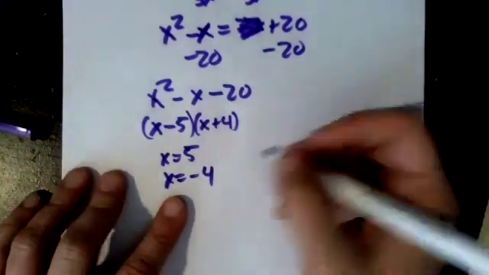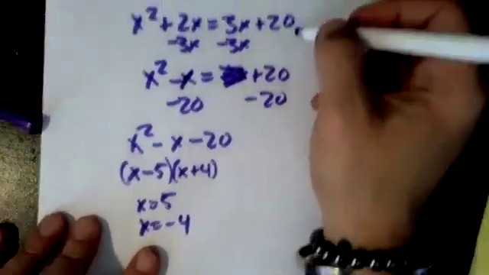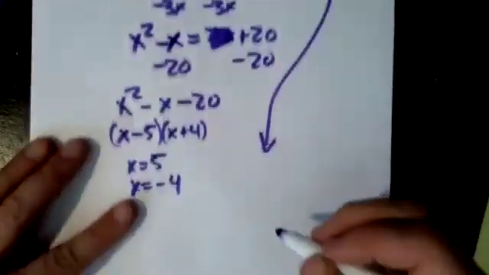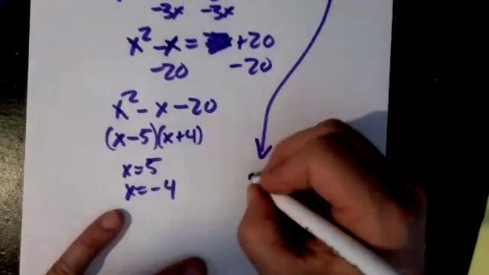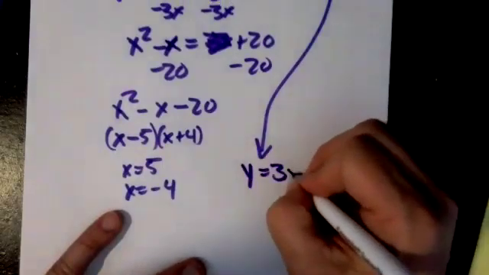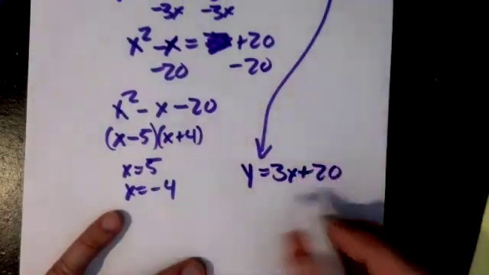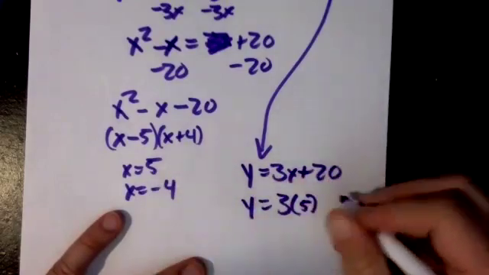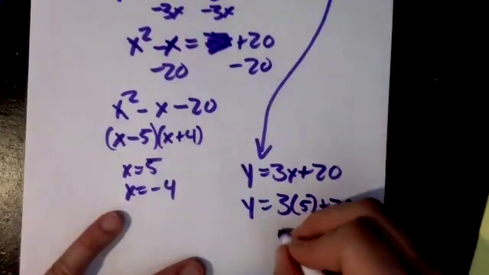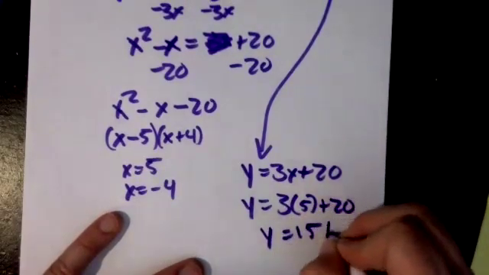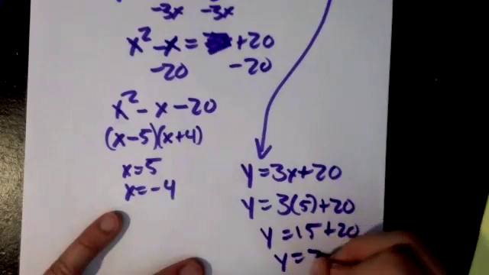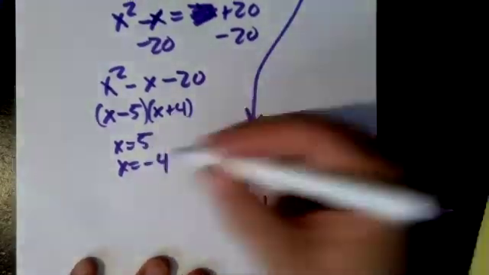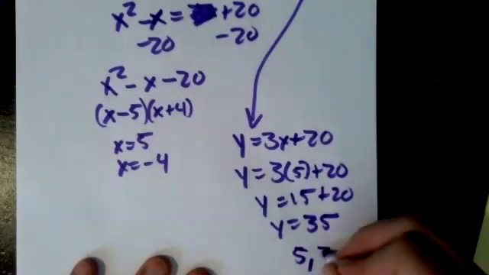Now to find the y coordinates that go with those, I'm just going to go back to this first equation, not using the squared one. You could if you wanted to, but that's a more difficult equation. So it's y equals 3x plus 20 that we're going to substitute in. So y equals 3 multiplied by 5 plus 20. Y equals 15 plus 20. Y equals 35. So for our first answer, it is (5, 35).